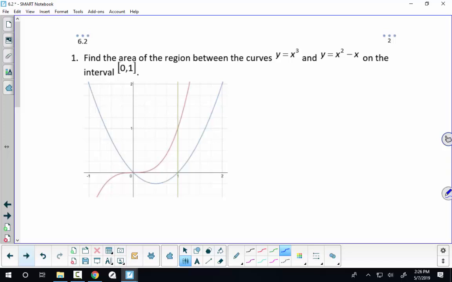Find the area of the region between y equals x cubed and y equals x squared minus x on the interval from 0 to 1. So here's an x value of 0. Just going to highlight these. This is our x cubed, y equals x cubed. And then the blue is our quadratic.